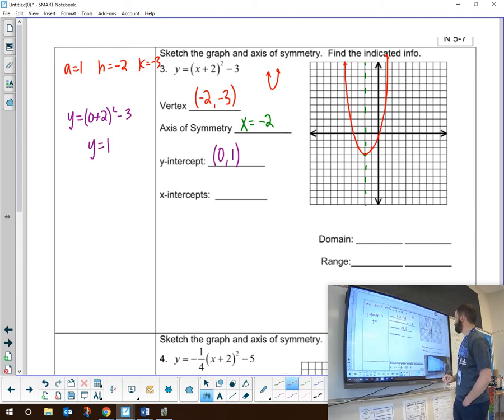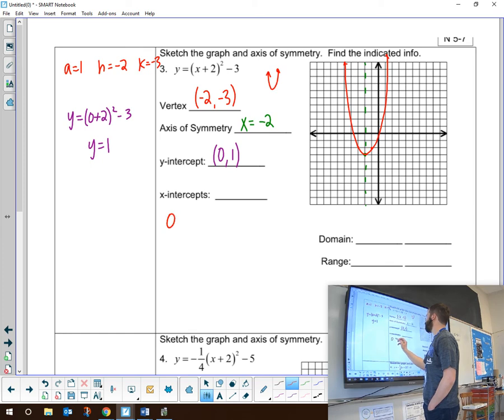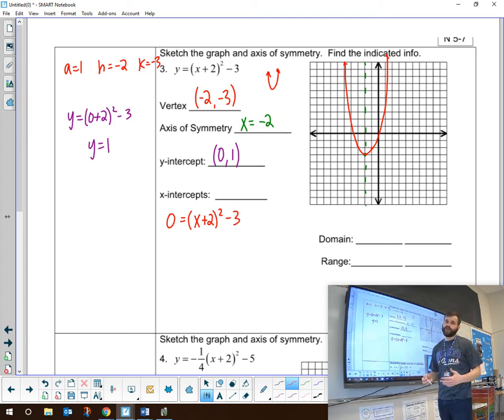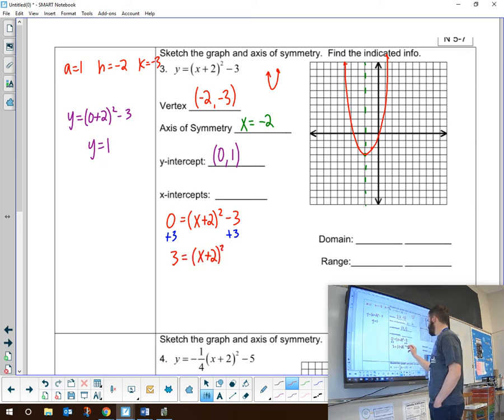Now for my x-intercept. Remember, for our x-intercept, we're going to plug in 0 for y and solve. So this one's going to be a little bit different. I'm going to go 0 equals x plus 2 squared minus 3. And once again, we just solve using the square root method. We're going to add 3 to both sides. Then to solve, we're going to square root this side, square root this side, and I'm going to get x plus 2 equals plus or minus the square root of 3.